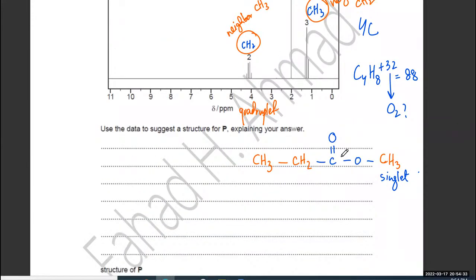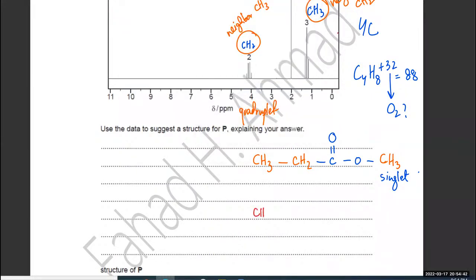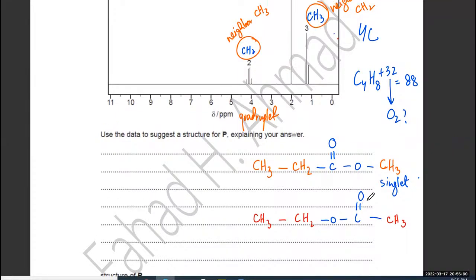But there are two arrangements for this. The other possible arrangement is that you could have CH3, CH2, and the CH3 is far away because it's a singlet. And the ester could be the other way around. It could be O and C double bond O. So is that clear that you can have two possible arrangements, right?